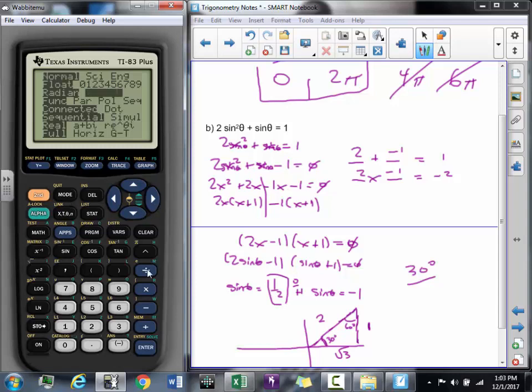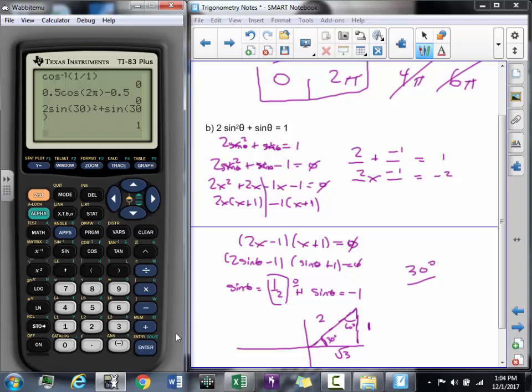It wouldn't have equaled. Okay. I did it right. Does that make sense? I found an answer that works. But I use that keyword in there again. I found an answer that works. Is that the only answer that will work?